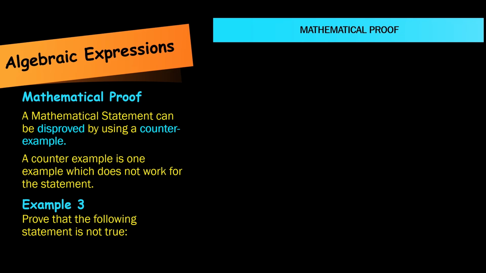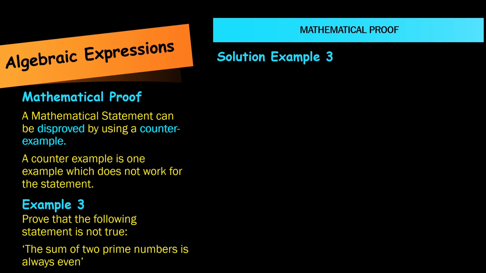Prove that the following statement is not true. The sum of two prime numbers is always even. Pause the video and have a go. Press play when you're ready to view the solution. So let's solve this.